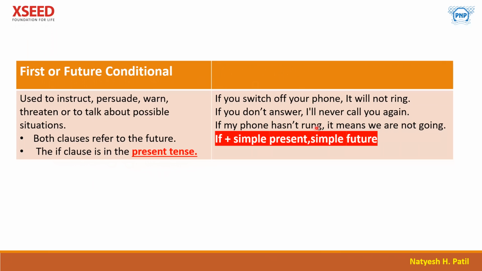Last, if my phone hasn't rung, it means we are not going. Here in the last sentence, they have given something different. They have not used the simple future, since the sentence is in present perfect. Has been used, you can see here. Okay, let's check the next rule.